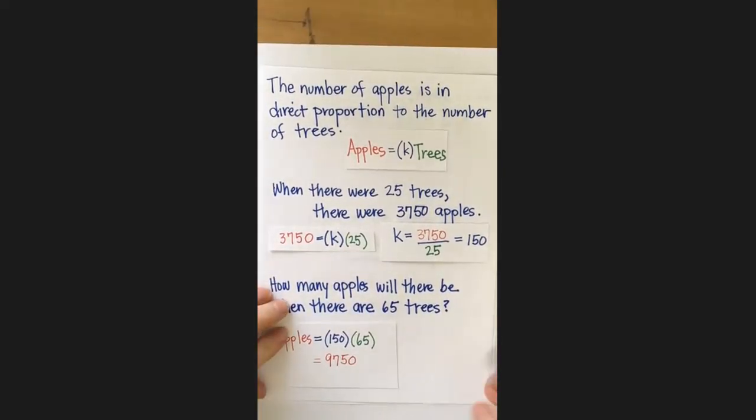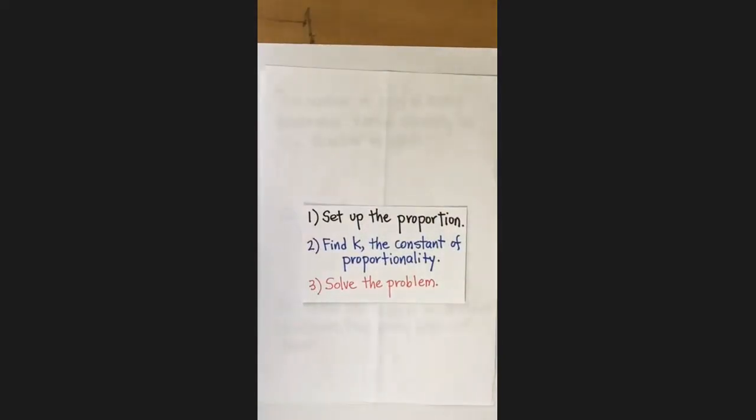So you can see that these kinds of problems basically have 3 steps. First, you set up the proportion. Second, you find K, the constant of proportionality. And finally, number 3, you solve the problem. Let's do one more.